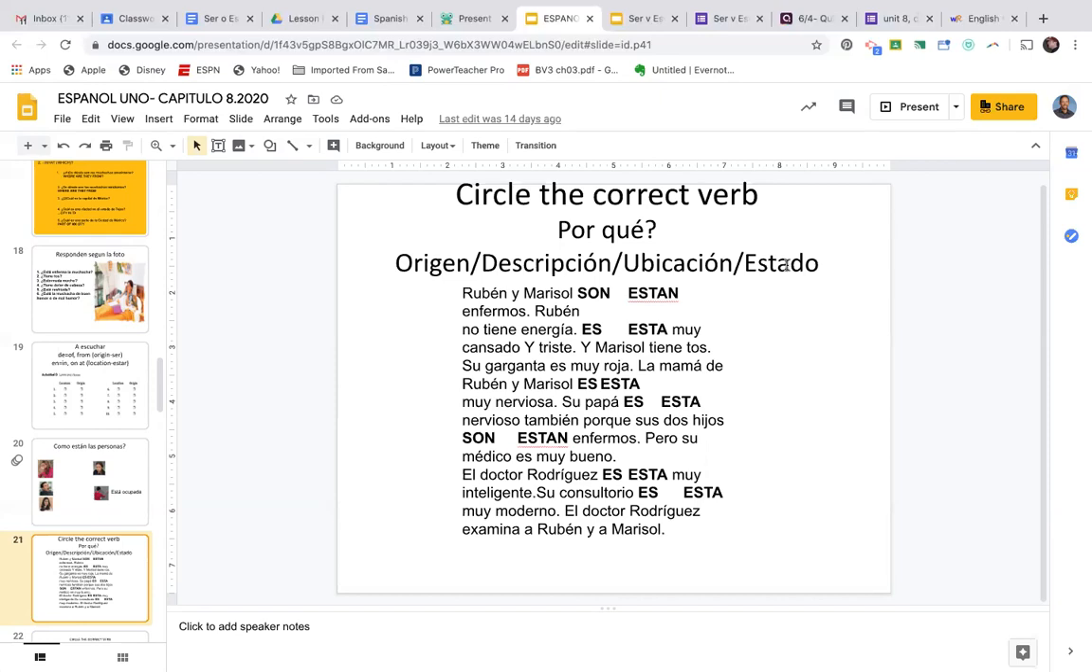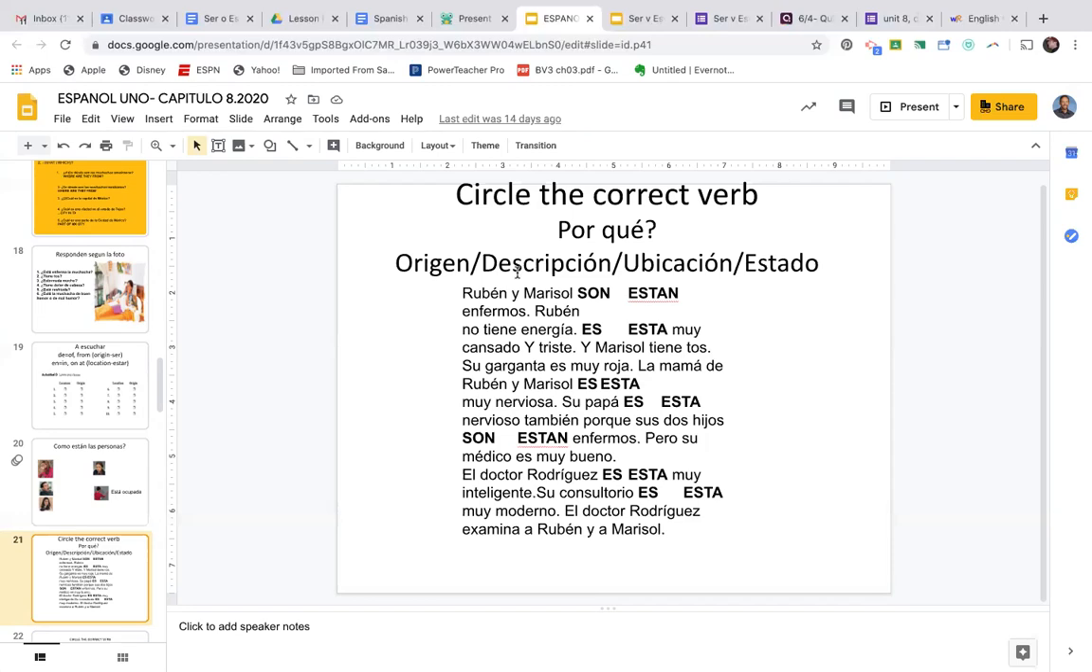And then estado. What the heck does estado mean? State or emotion. If you want to say, I am happy, estoy alegre. They are happy, están alegres. So reviewing, if a sentence is referring to origin or description, we use the verb ser. And with location or states or emotions, we use the verb estar.